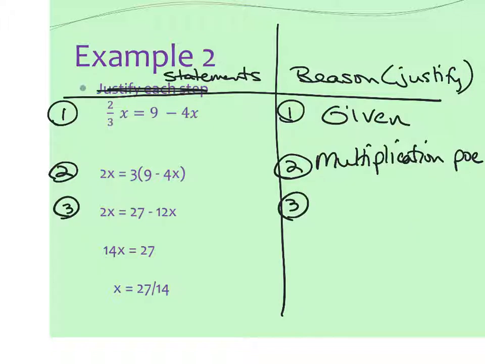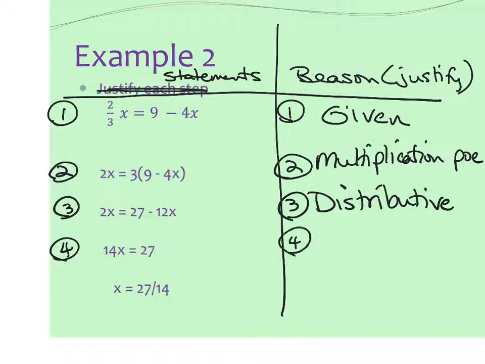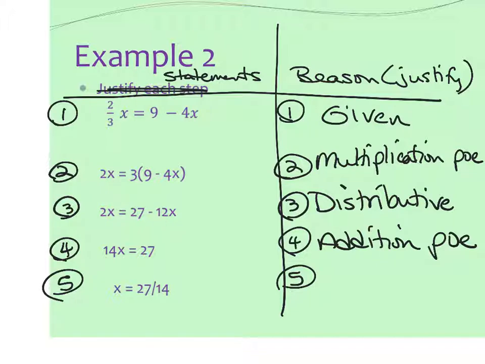What did we do from step 2 to step 3? Distributive. Beautiful. We did the distributive property. And what did we do from step 3 to step 4? Addition. Beautiful. Addition property of equality. And lastly, from step 4 to step 5, we used division property of equality.